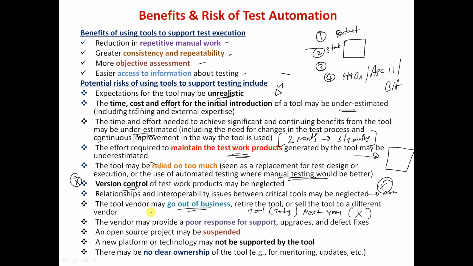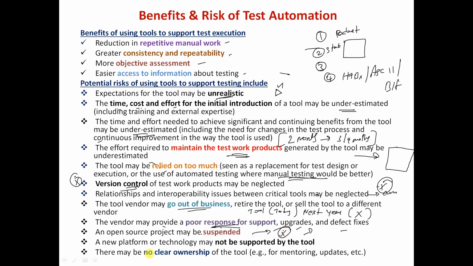But if it is manual, no problem, you can just do it. There are no dependencies. Then the vendor may provide a poor response for support. If your deadline is very near and your tool provider is not giving proper support for upgrades or defect fixes, that is another headache. Then an open source project may be suspended. If you are using open source, it may be suspended, and overnight they may start charging 1,000 or 2,000 bucks, and your project is not able to handle it financially or needs many approvals. That will be another problem.